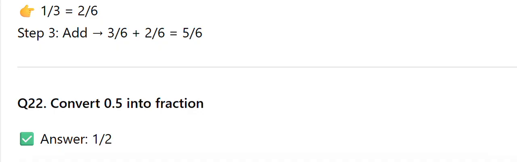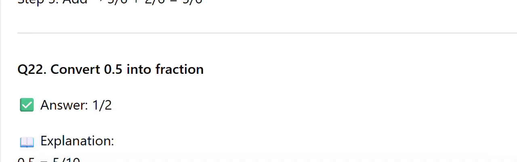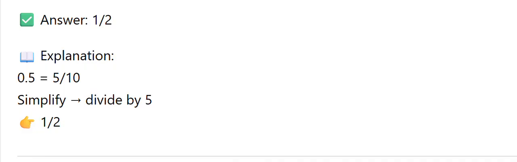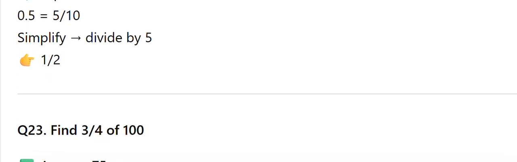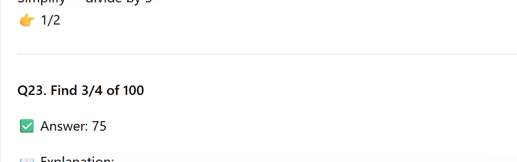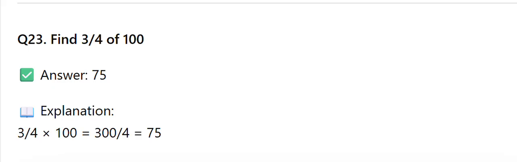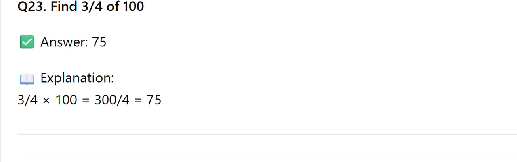Convert 0.5 into fraction. 0.5 is equal to 5 by 10. Simplify. So divide by 5, which is equal to 1 by 2 or half. Find 3 by 4 of 100. 3 by 4 into 100 is equal to 3 into 100, which is 300, divided by 4, which is equal to 75.